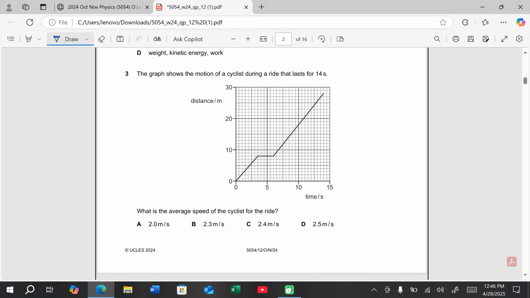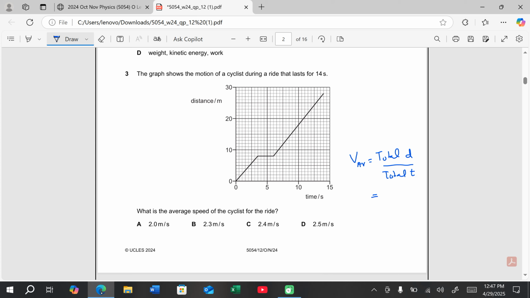It says the graph shows the motion of the cyclist during the ride, which lasts for 14 seconds. What is the average speed of the cyclist? So average speed, you might know that the formula of average speed is total distance divided by total time.